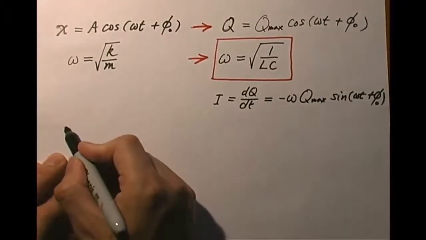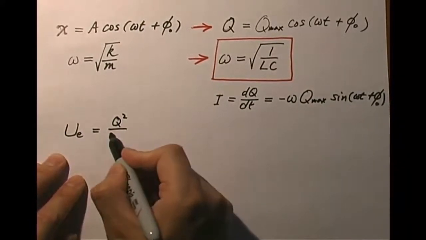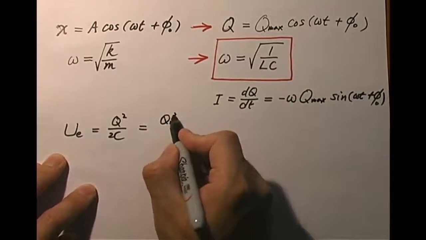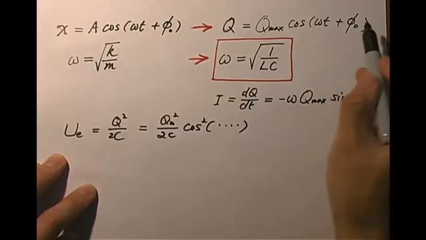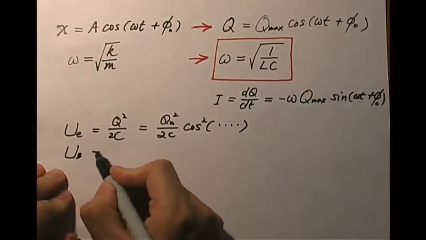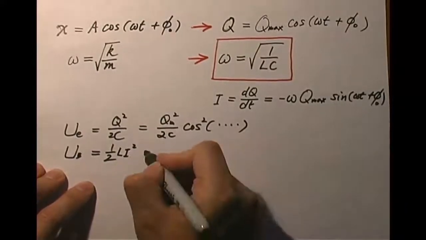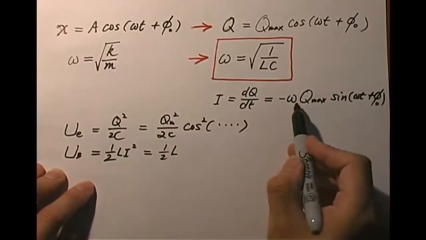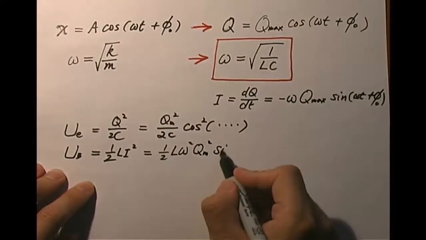So you have U_E, the electrical energy, equals Q squared over 2C. And that equals Q max squared over 2C times cosine squared of omega t plus phi naught. And what about U_B, the magnetic energy stored on the inductor? That's 1/2 L I squared. I know what I is. So it's 1/2 L times omega squared, Q maximum squared, and then sine squared. Right?